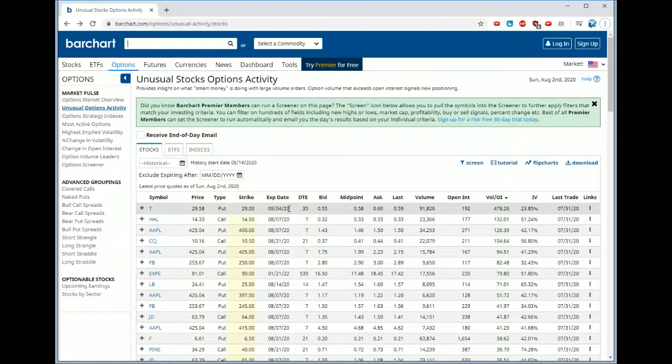So here you can see there's a couple of recent activities, and this is just listed right here in UOA, unusual option activity. They say unusual stock activity, but UOA, unusual option activity. Okay, so here's the Barchart link up here, right?